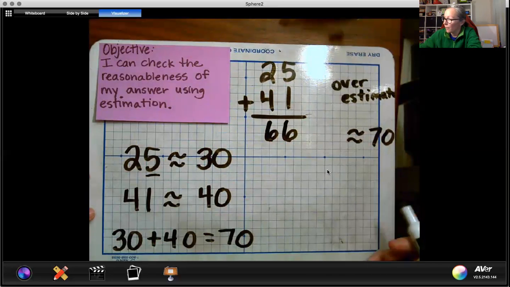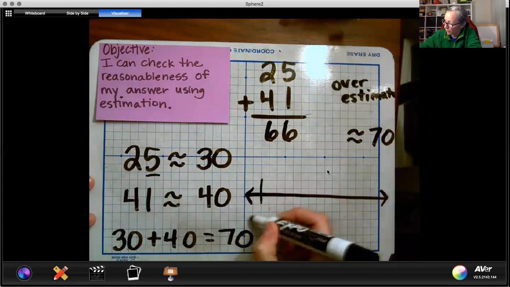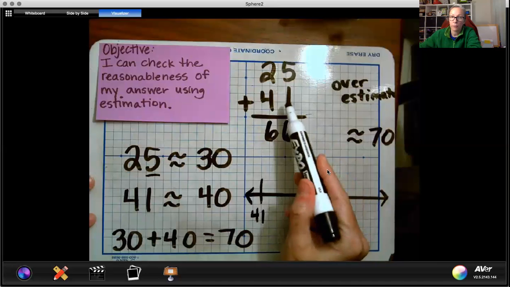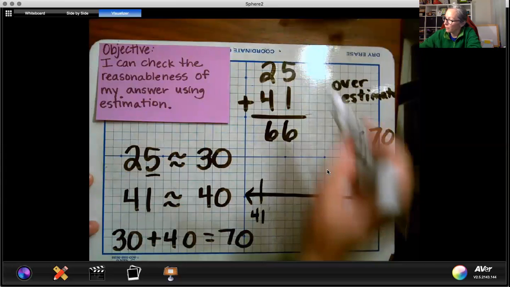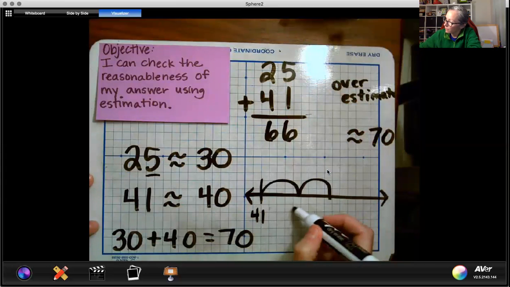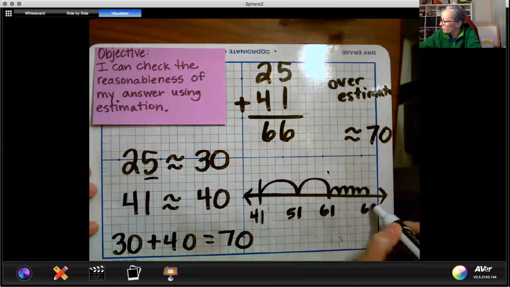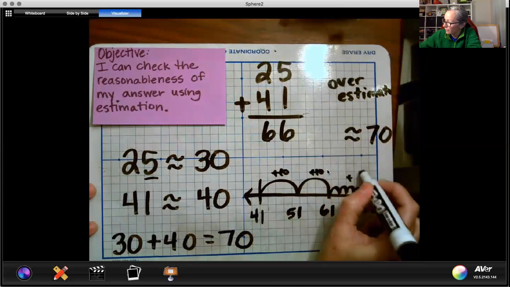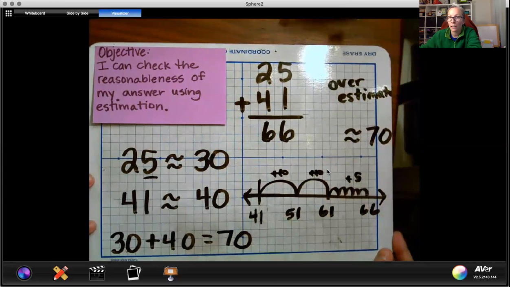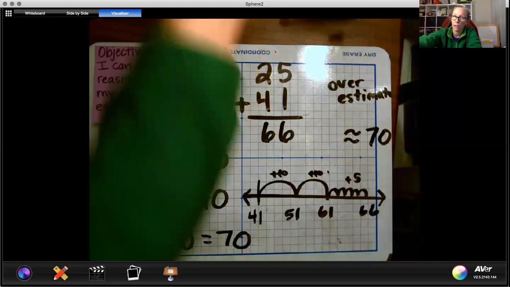And it is. Another way I could answer this problem is to make an open number line and start with 41. I chose the greater number because I know I can change the order of addition and it's okay. And then I'm going to make a jump of 20 and then a jump of 5. So I can show that using an open number line like this. That's one way I can check the reasonableness of my answer using estimation. So I've used the standard algorithm and an open number line to solve the actual problem.